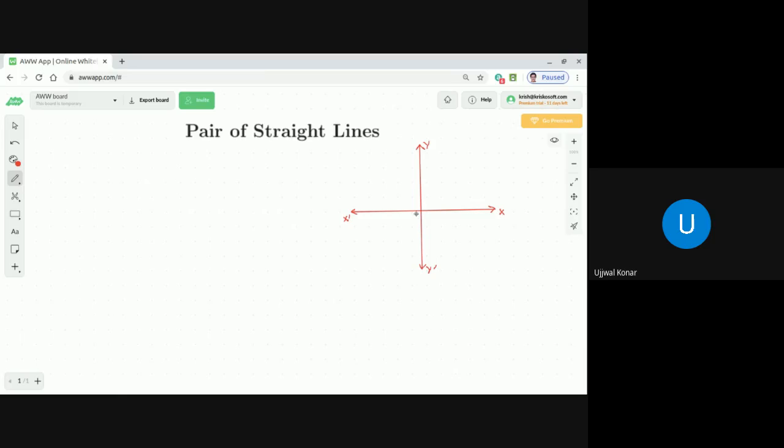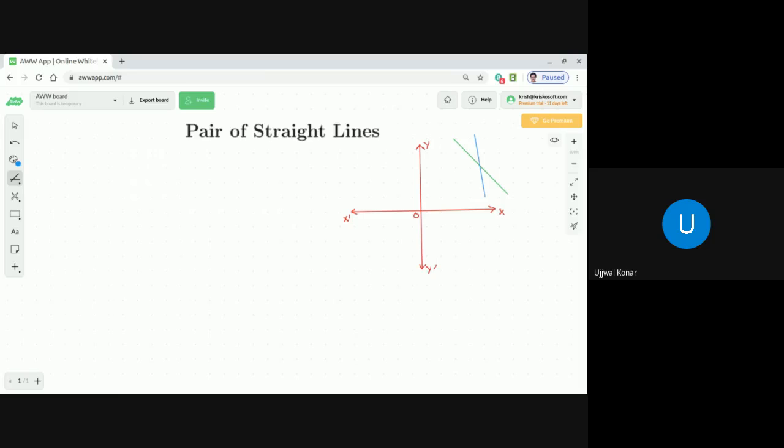So as you see, this is the coordinate axis. Now suppose we have two generic straight lines. One straight line I'm drawing in green color, and another straight line I am drawing in blue color. Now how can we jointly represent these two straight lines? What will be their equation?